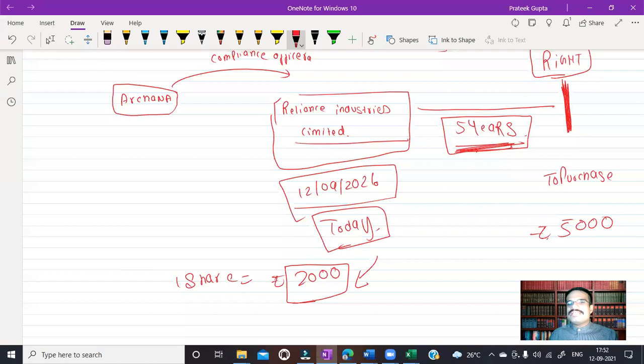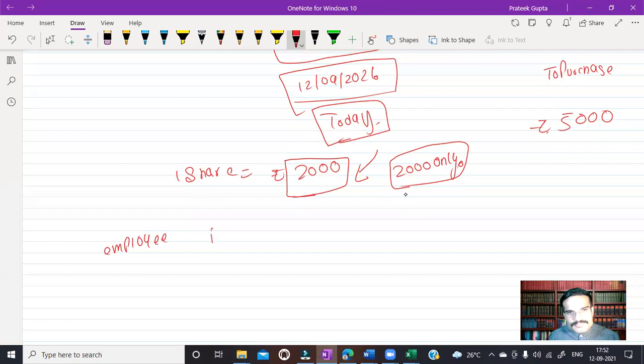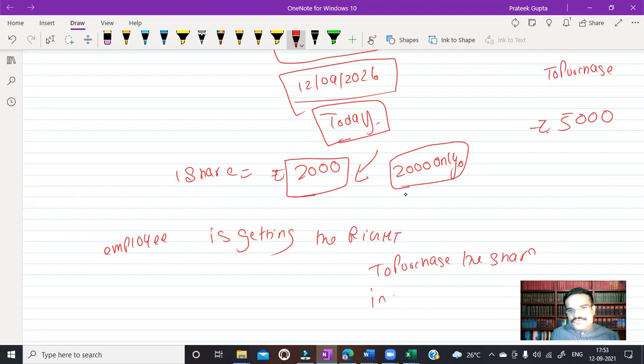Ashna madam has only to give rupees 2000 only. Ashna madam ko sirf 2000 rupees hi dene padenge, not rupees 5000, after the 5 years. That's the concept of beta ESOPs. ESOPs means the employee is getting the right to purchase the shares of the company in future at a predetermined price.